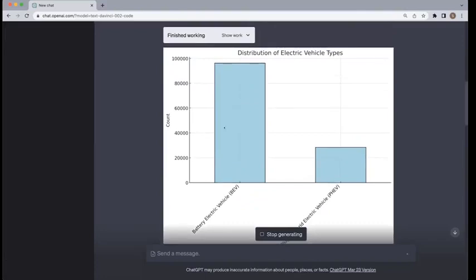And this is a visualization. It would have taken someone maybe 30 minutes to generate this chart in PowerPoint, and it's been generated for us automatically. It shows us that the distribution is almost 5 to 1, maybe 4 to 1, with way more battery electric vehicles than plug-in hybrid vehicles, according to the data set that we were given.